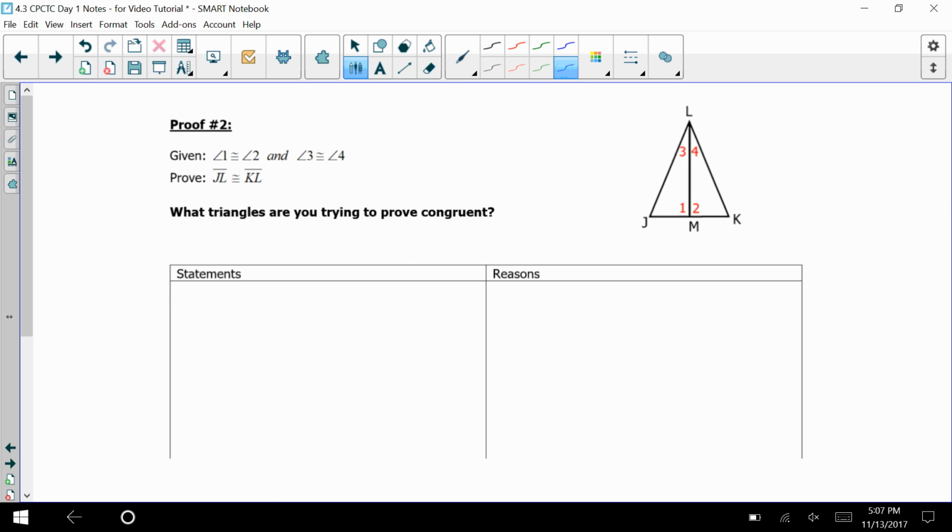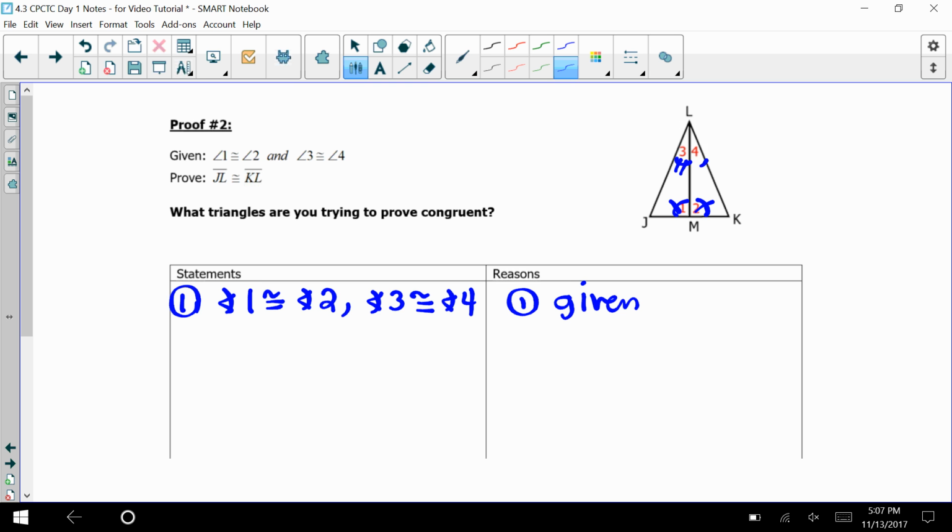Okay, so let's look at the second proof. We know that angle 1 is congruent to angle 2, and angle 3 is congruent to angle 4. Let's mark that on our diagram first, so we can get a better picture of what we're looking at. Angle 1 and angle 2, angle 3, angle 4. And we want to prove that JL and KL are congruent. I want everyone to think about what triangle you're trying to prove congruent. Take a minute to think about that. Pause the video, and then you can come back to it. I want you to try this on your own.